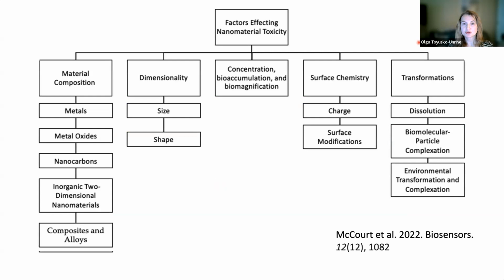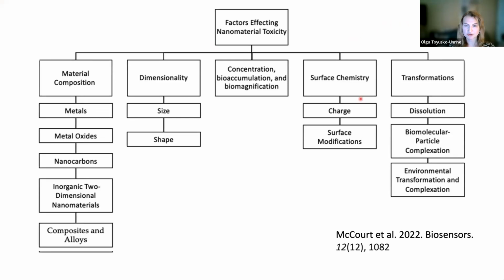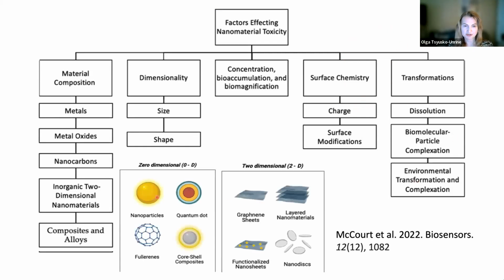However, what is also important, this is another diagram that shows different factors affecting toxicity, because I simplified it a little bit previously. We talk about size, shape, surface chemistry, transformations. What I didn't mention is that there are also different dimensions to the materials.